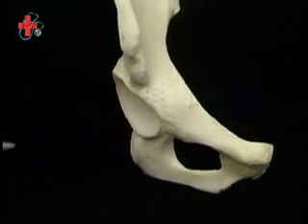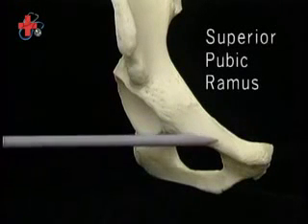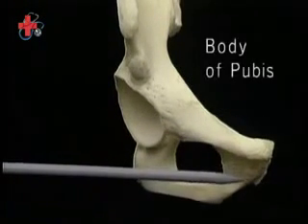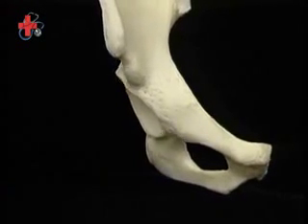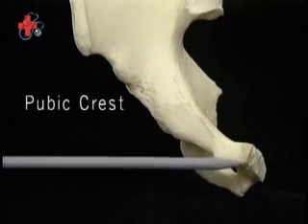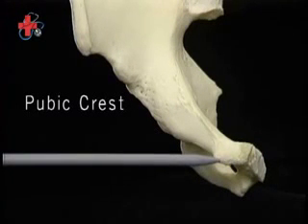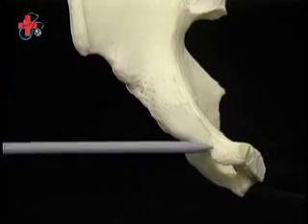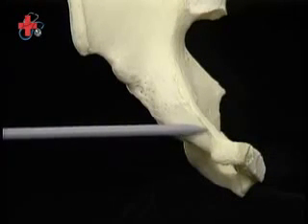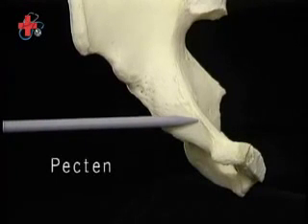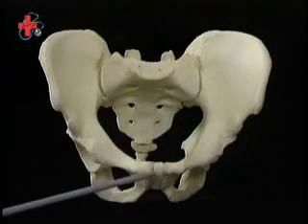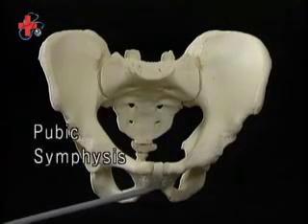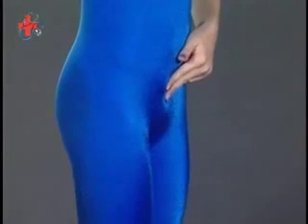Next we'll look at the pubis. This is the superior pubic ramus. This is the body of the pubis, and this is the ischiopubic ramus. This thick ridge is the pubic crest, which ends at this prominence, the pubic tubercle. Lateral to the tubercle, the superior ramus of the pubis has a sharp upper border called the pecten. The two hip bones are held together in front by a cartilaginous joint, the pubic symphysis. The front of the pubic symphysis is here.